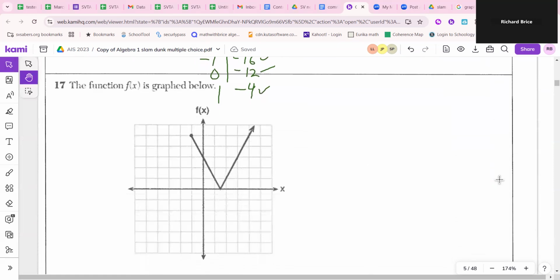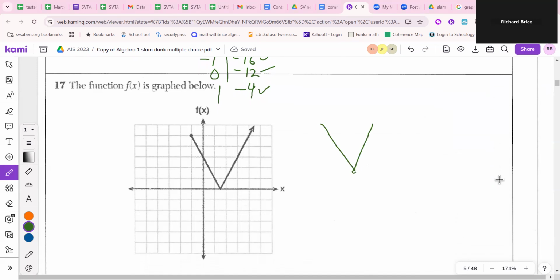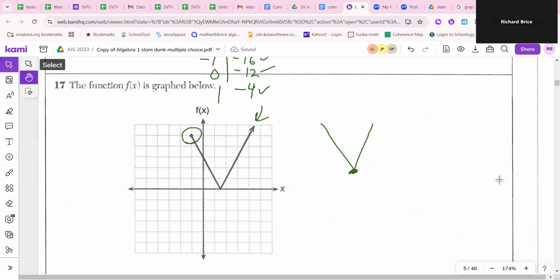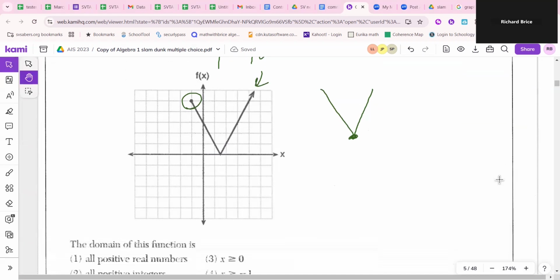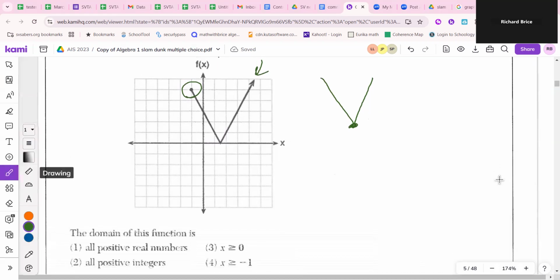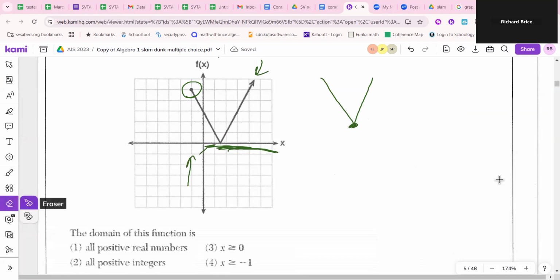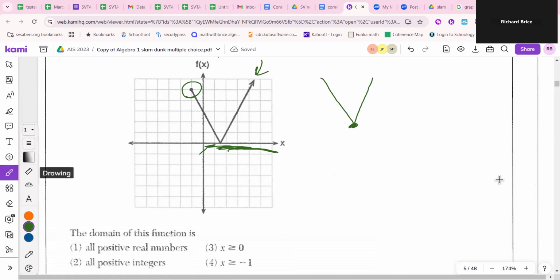Number 17, the function f of x is graphed below. Okay, listen. It comes to a V with a vertex. That means it's an absolute value function. I notice that there's no arrow there, but it's filled in, but there is an arrow there, so it continues. That means it has a limited domain. The domain of this function is not all positive real numbers, because here are the positive real numbers here. Those are negatives. I have to have some negative numbers in the domain because they're there.